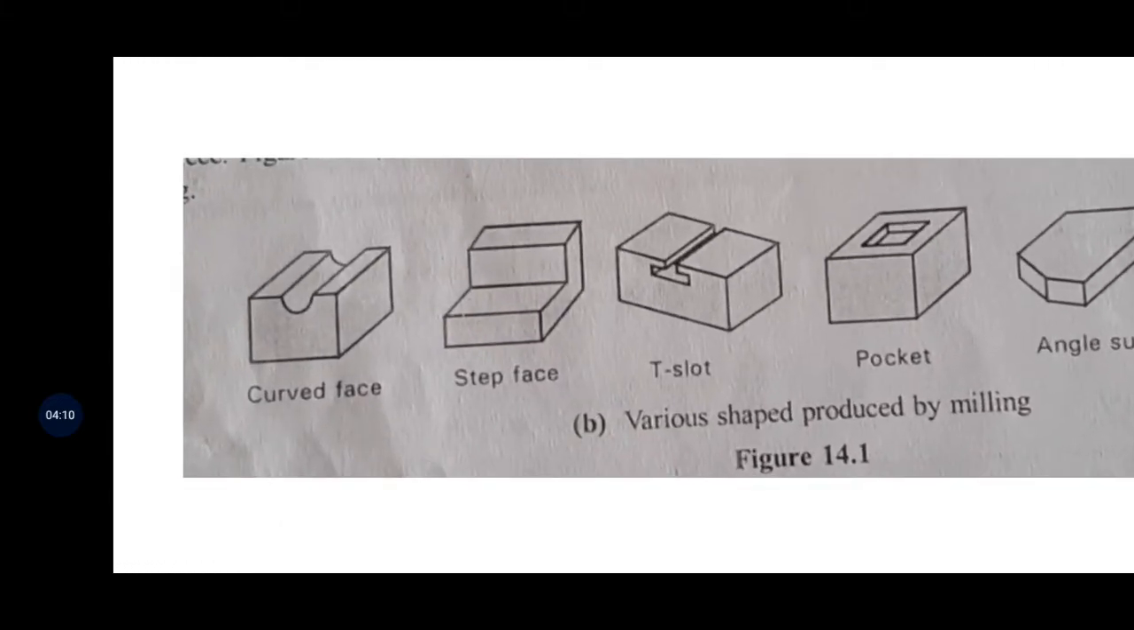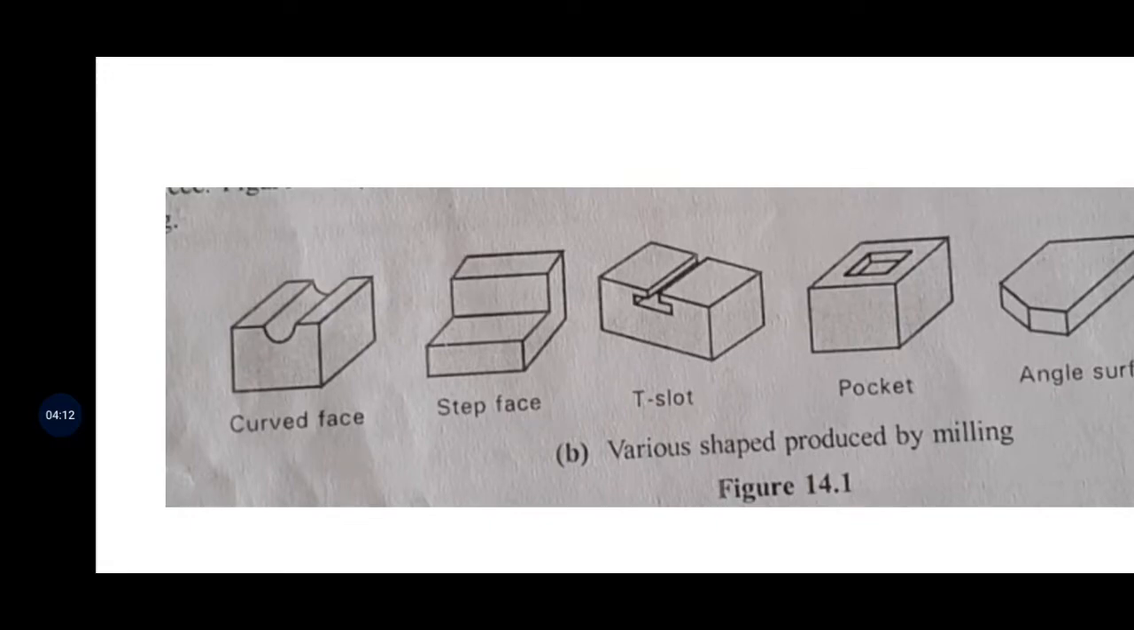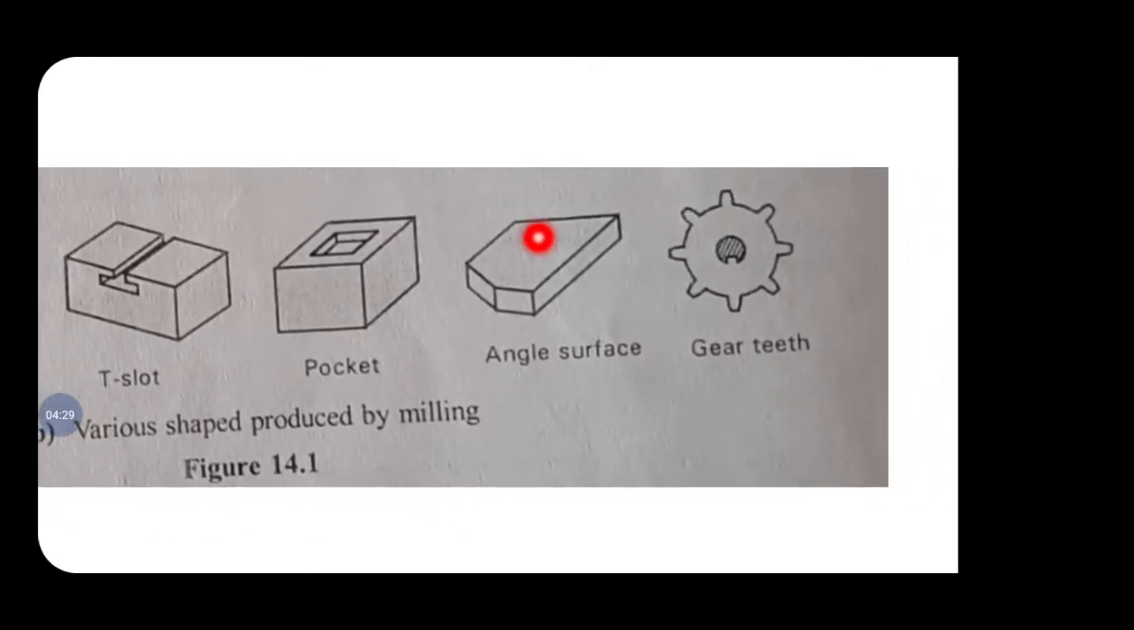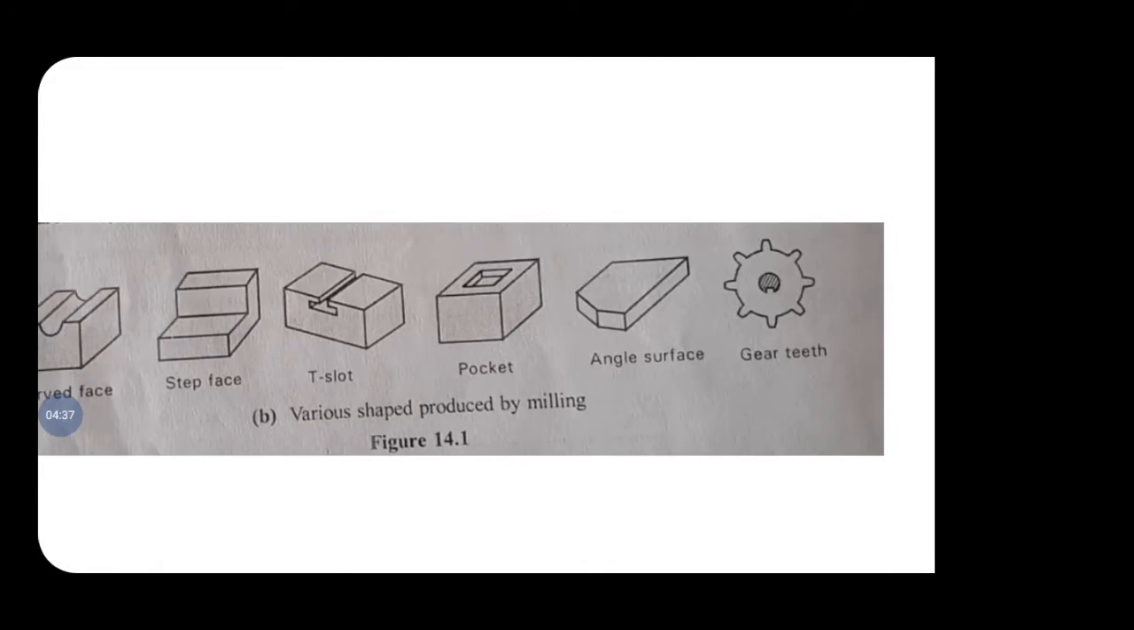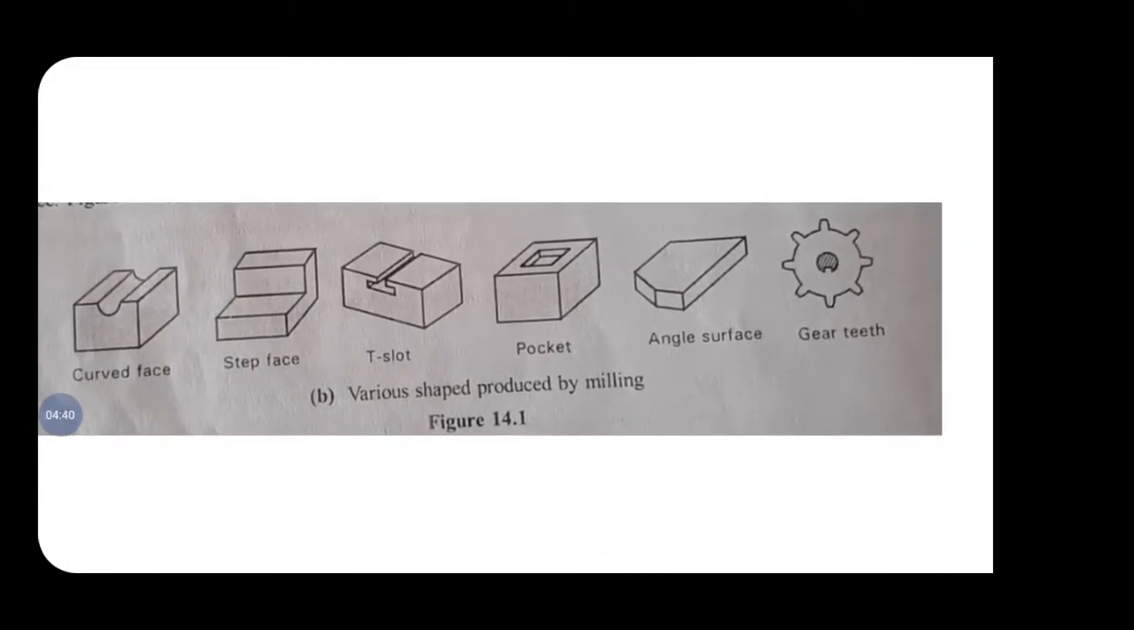Next, you see the surfaces. It's a curved surface. See the curved surface here. This is a step face. This is a T slot; I want to make a T slot on this. The pocket: a small amount of metal you have to remove from the surface. And if you want to make an angular surface, we use the milling machine. If you want to cut gears, you have to use the milling machine. So these are the various shapes produced by the milling machine.